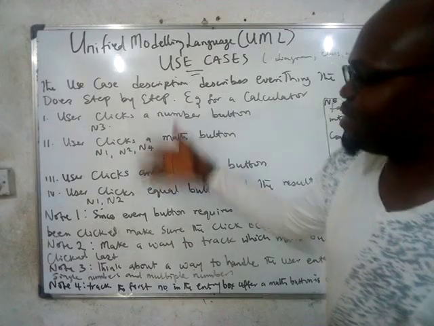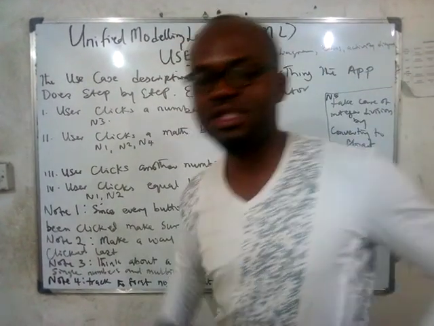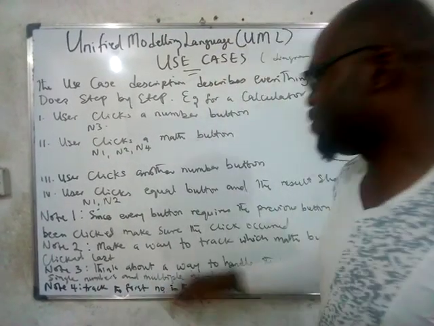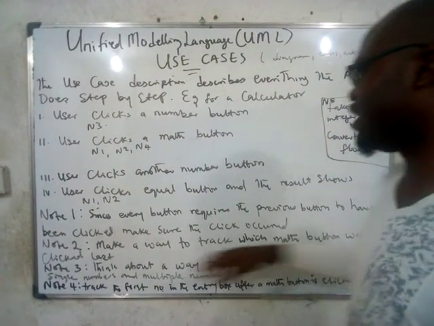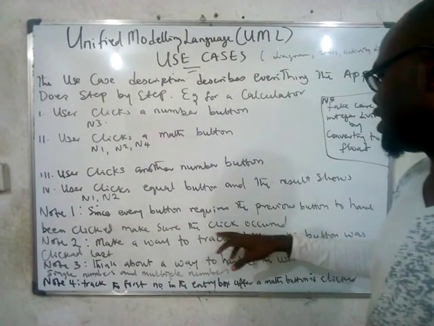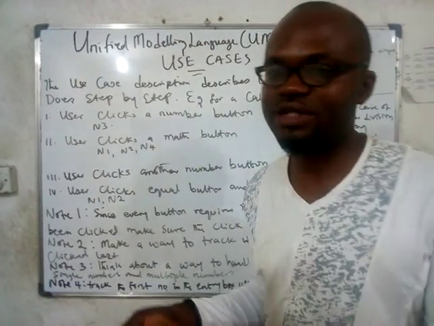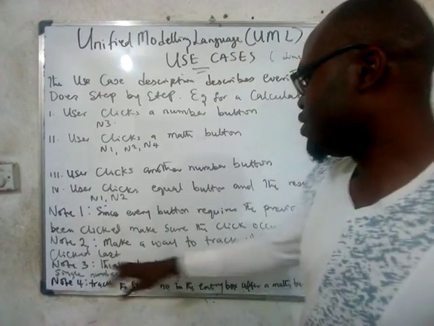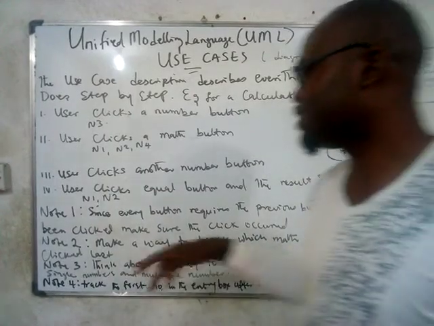So after stating this use case, you have to state notes, like the problems or challenges that you're going to get when you're using this use case. Number 1, since every button requires the previous button to have been clicked, make sure the click occurs. Before you click a number, you have to make sure that you've clicked another number in order for you to add them. Number 2, make a way to track which math button was clicked last.